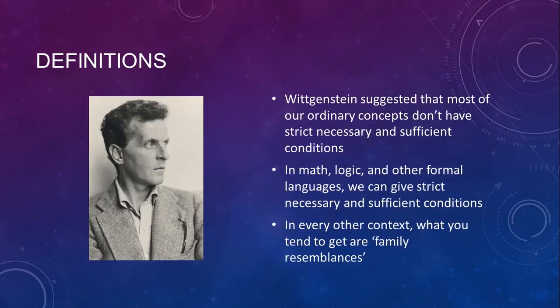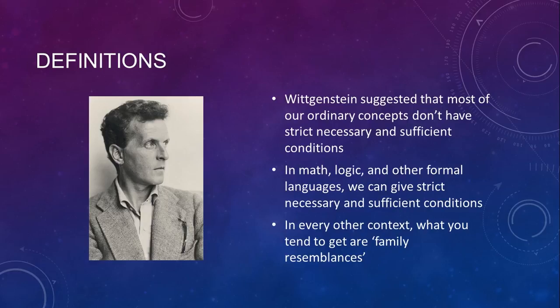The 20th century was a century where philosophy questioned all this. Probably the leading figure in this, or one of the leading figures, is Ludwig Wittgenstein, who suggested that most of our ordinary concepts just don't have strict necessary and sufficient conditions. You might want that, but you're just going to be frustrated. That's to say most concepts. That's not to say that no concepts have clear necessary and sufficient conditions.